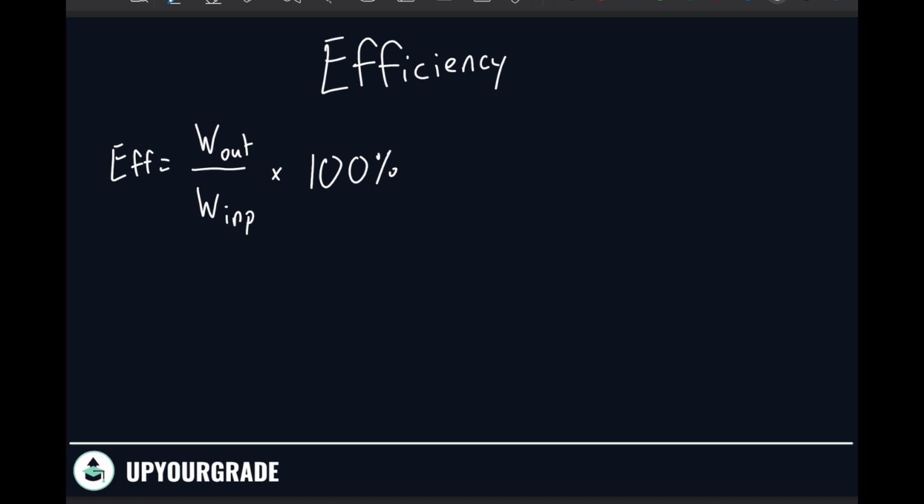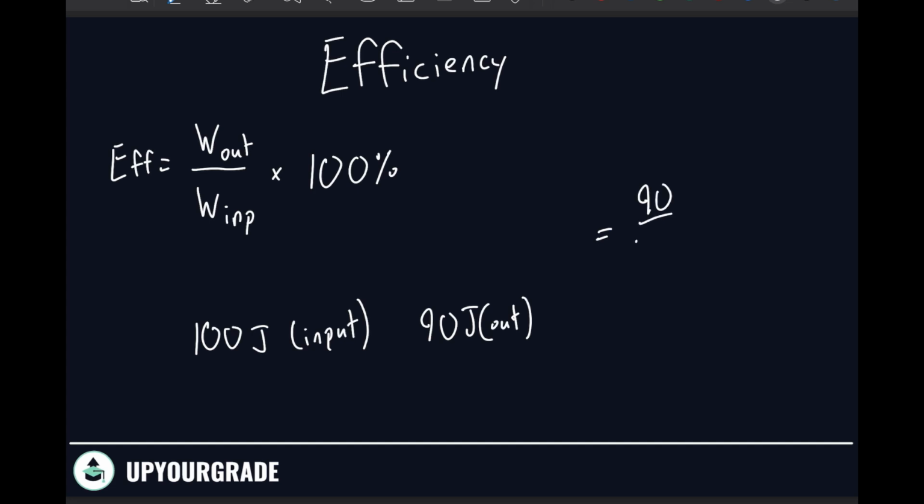So for example, if you put in 100 joules of energy, that would be the input energy. And we only get 90 joules out of it. That's the output energy. Then the efficiency of the system is equal to the output energy, or 90 joules, divided by the input energy of 100 joules, or 0.9. And we're going to multiply that by 100%, which gives us a 90% efficient system.